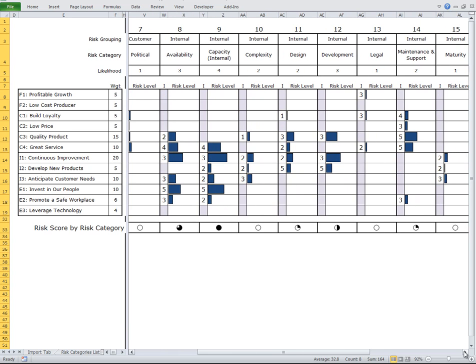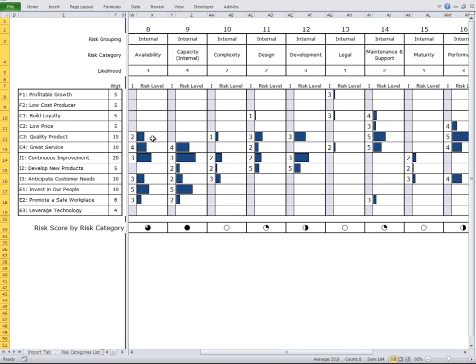You can see if we add up the scores from the risk appraisals under internal availability, we end up with a 3/4 Harvey ball. For capacity, it's a completely black Harvey ball. Complexity is white, 1/4, half, and so forth. So the more black there is, the higher the risk quintile. There are 5 categories, so internal capacity being completely black means its score is in the top 20% of the highest potential risks from the scoring that's been done.